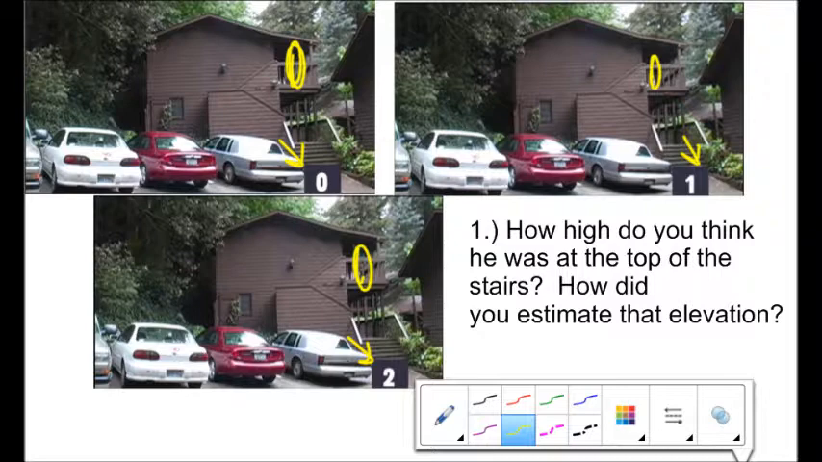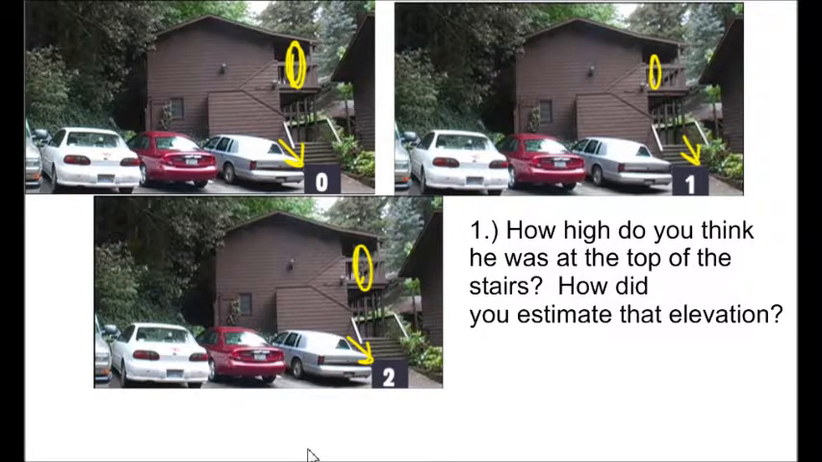Now, would we have an elevation of 0? No, probably not, because 0 would be our ground. And then I want you to think about, how did you estimate that elevation? Now, some people in the class might have something different. That's okay. Just go ahead and take a guess.